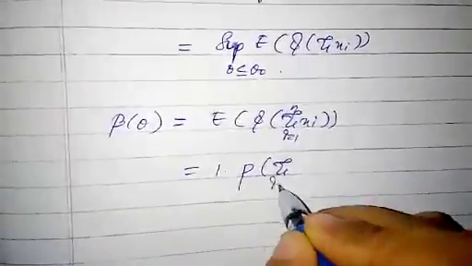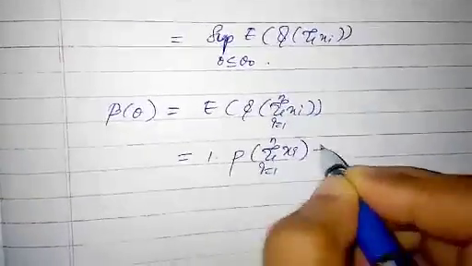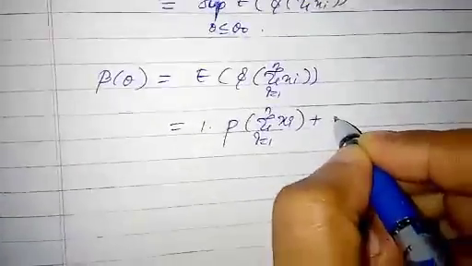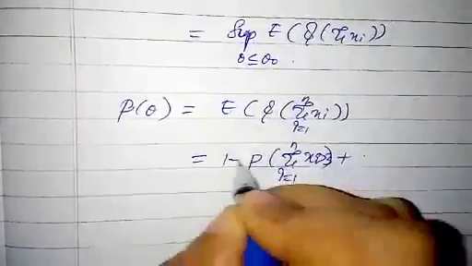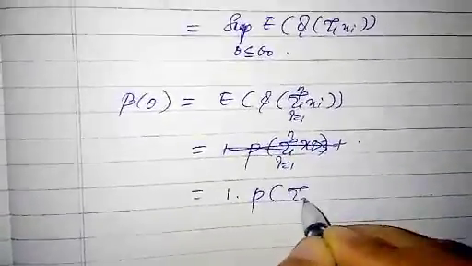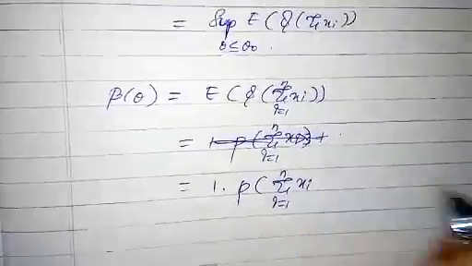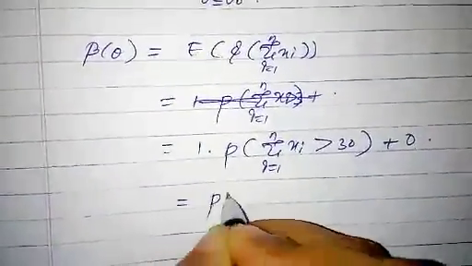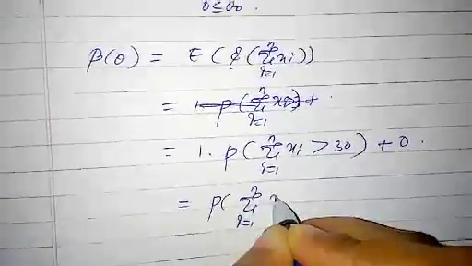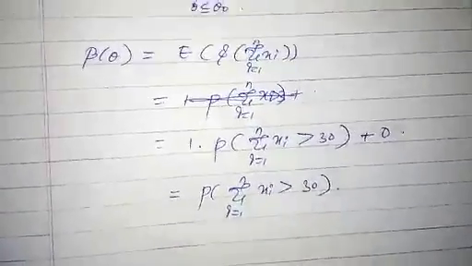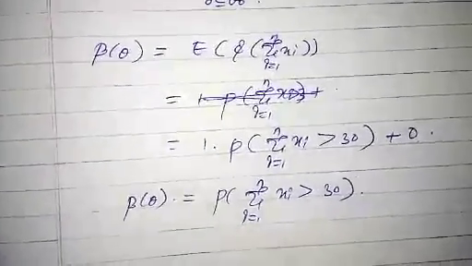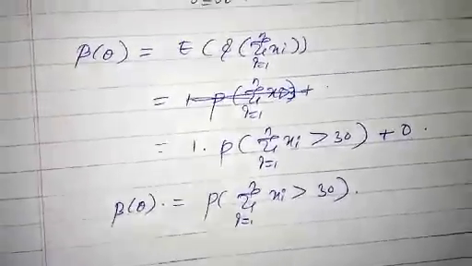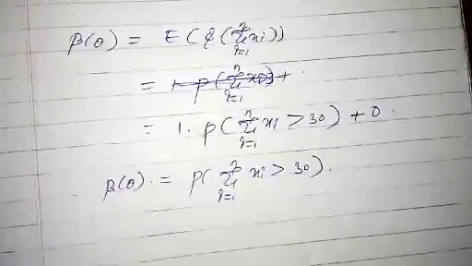Is equal to 1 into probability of summation i = 1 to n xi plus 1 into probability of summation i = 1 to n xi greater than 30, plus 0, which is equal to probability of summation i = 1 to n xi greater than 30. That is beta of theta. Understood? So we have to find out whether beta of theta is a non-increasing or non-decreasing function of theta.